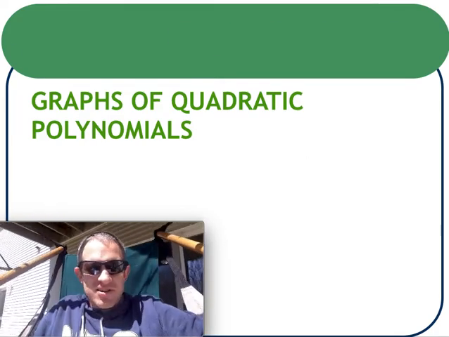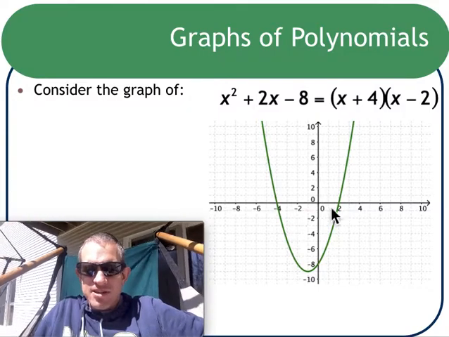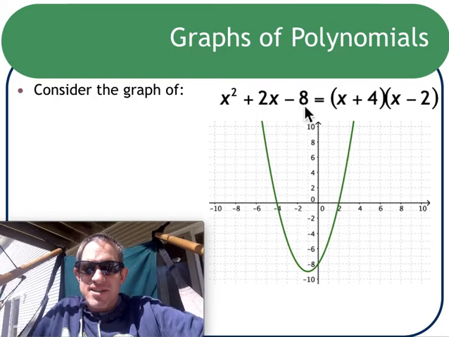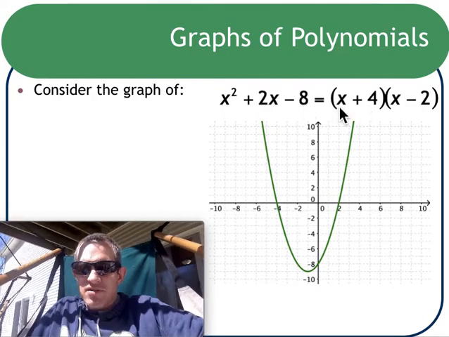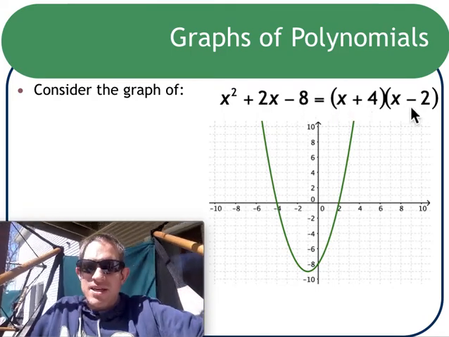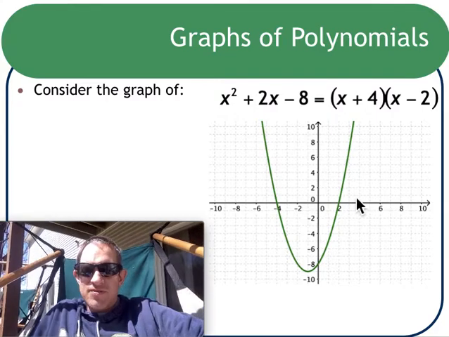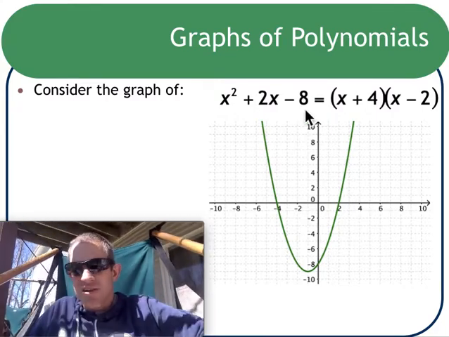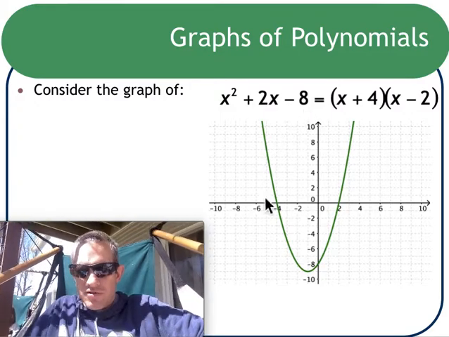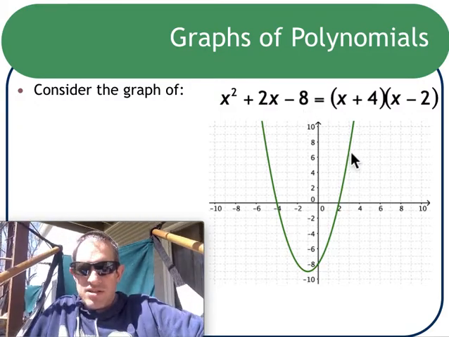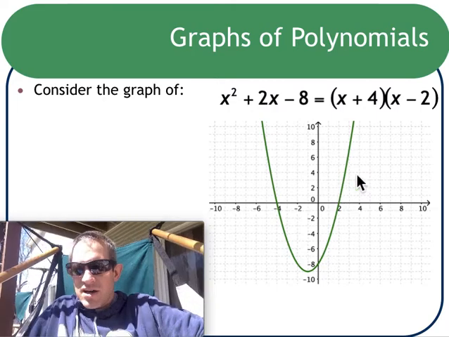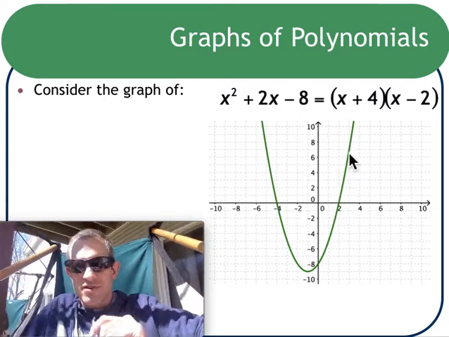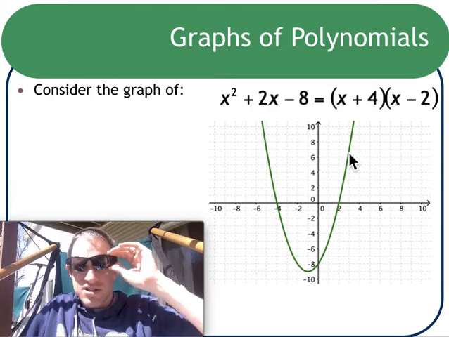So let's get started. Off to the side you see the graph of the equation x squared plus 2x minus 8. This also is the graph of (x plus 4) times (x minus 2). You could make this graph on Desmos or on your calculator pretty easily by just typing up either one of these. I want to call your attention to the curve that's formed here. This is called a quadratic or a parabola. And parabolas have a lot of different features that I want to call your attention to.